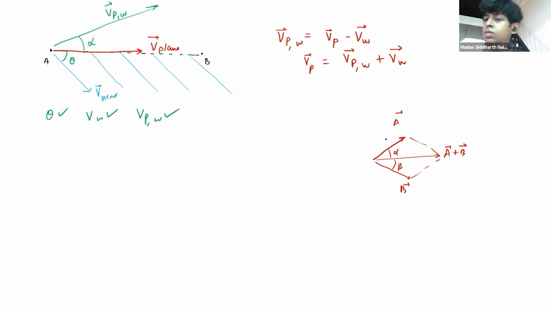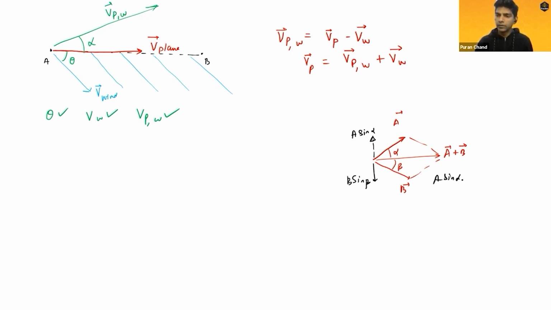Then the components of the individual vectors perpendicular to the resultant will be A sin alpha and B sin beta, and these will be equal. So we can say A sin alpha is equal to B sin beta. Got it?